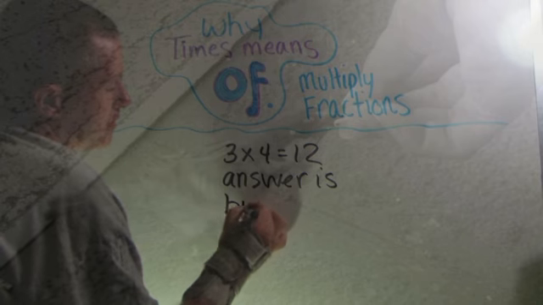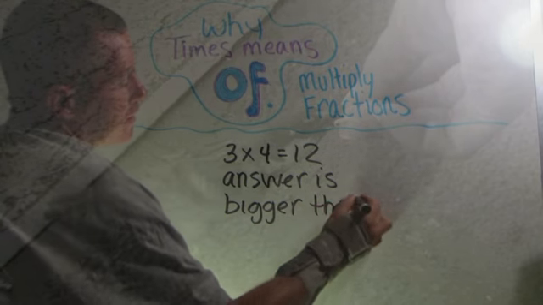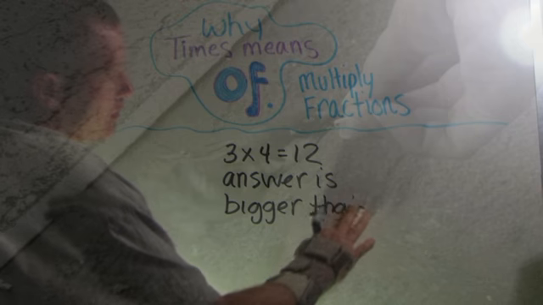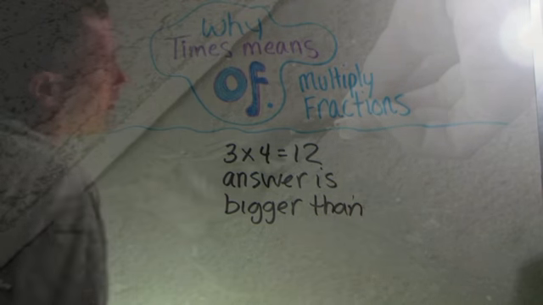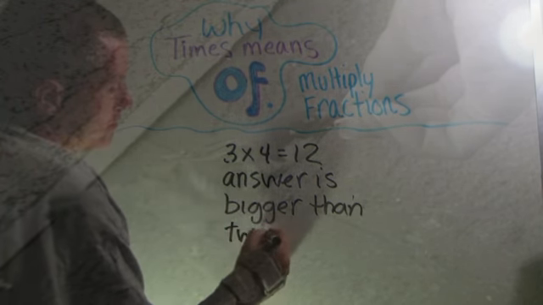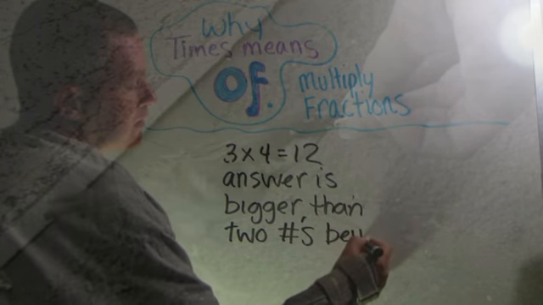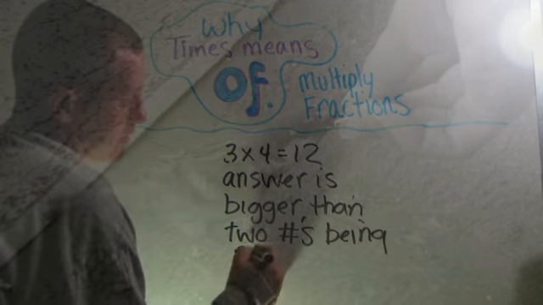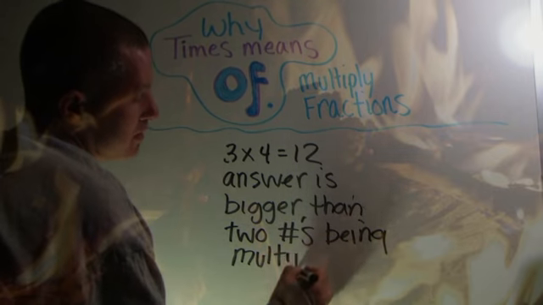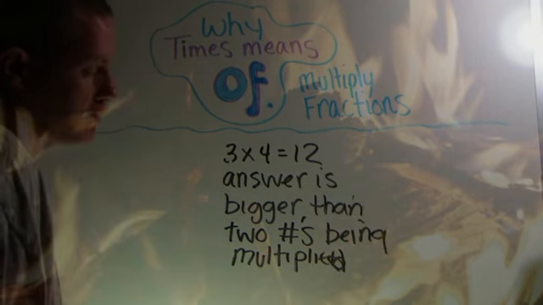Now notice that the answer, your product of the 3 and the 4, is much bigger than either of the 2 numbers. That should be obvious because you have 3 of them. 3 4s is 12, or 4 3s would be 12. But keep that in mind when we start talking about fractions. The answer is bigger than the 2 numbers being multiplied.